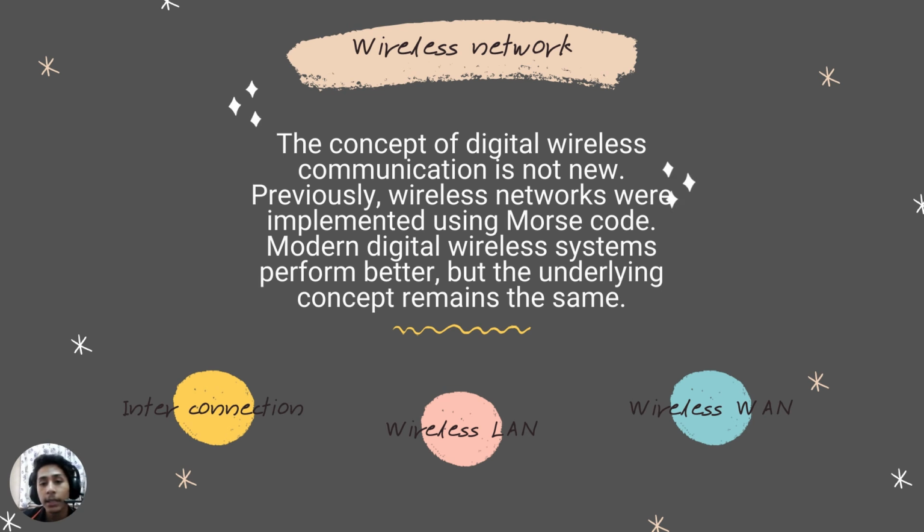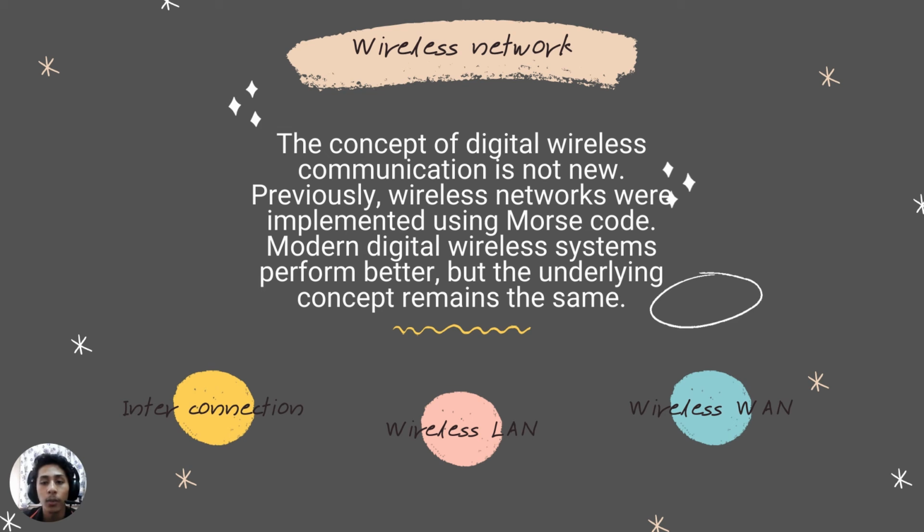The first one is interconnection. Interconnection system is the process of using short-range radio to connect the components of computers. The example of interconnection is Bluetooth, which is a short-range wireless network that allows numerous components such as a monitor, keyboard, mouse, and printer to communicate with the main unit without using wires.